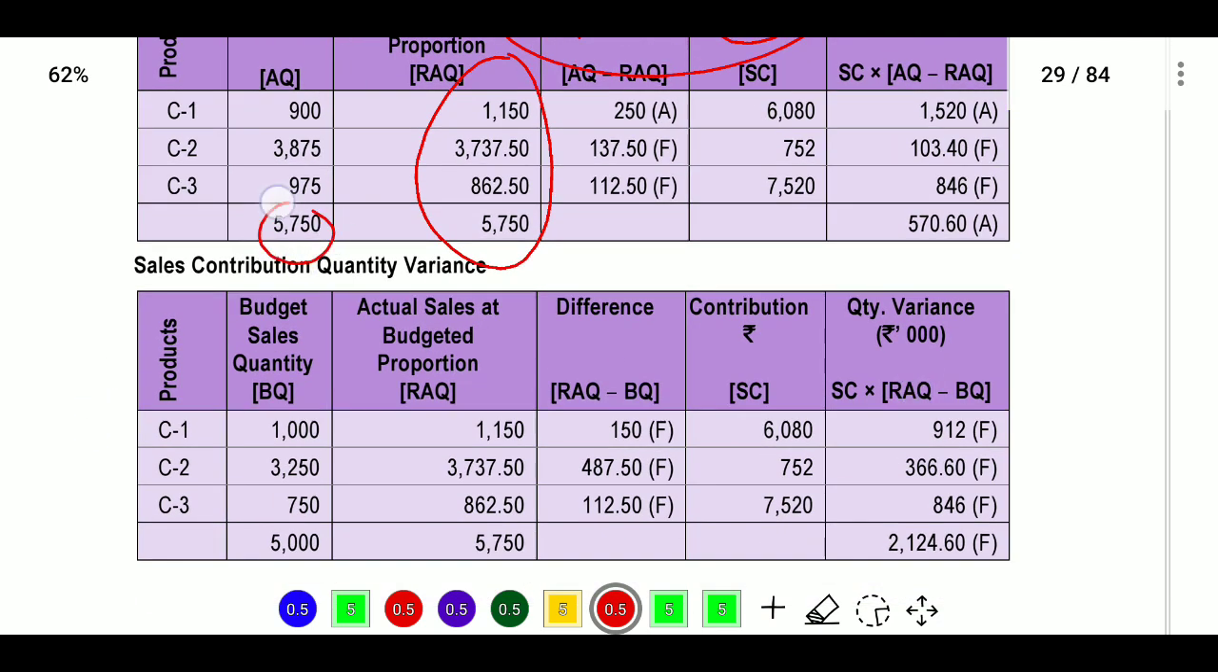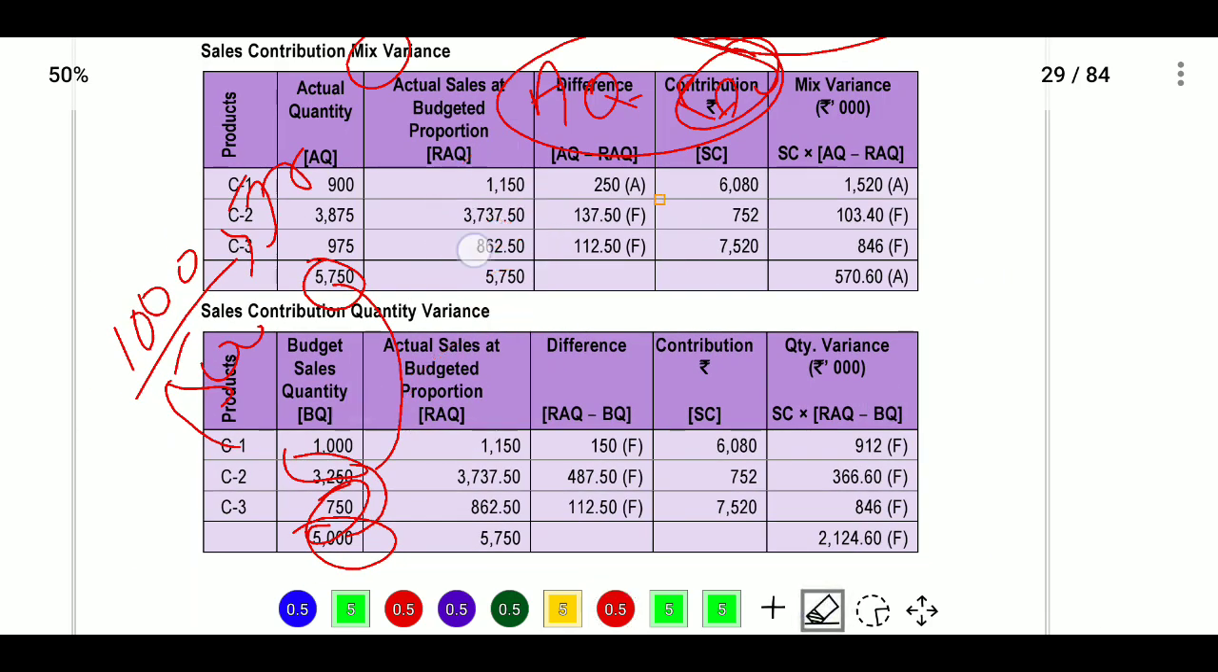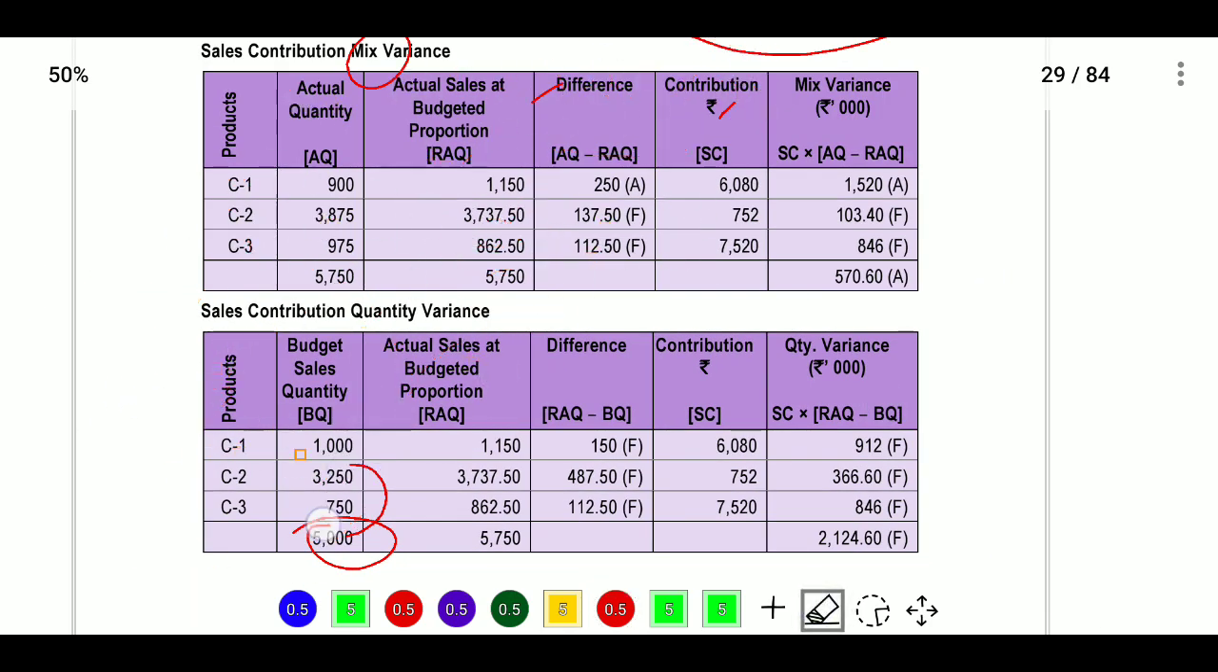The total actual position will be 5750, and the budgeted position will be 5000. So for C1 we will take the budgeted 1000 divided by 5000, and multiply with 5750. Same as 3250 divided by 5000 into 5750, we will get 3737.5. Next, 750 divided by 5000 into 5750, we will get 862.5. So we will get the revised actual quantity.